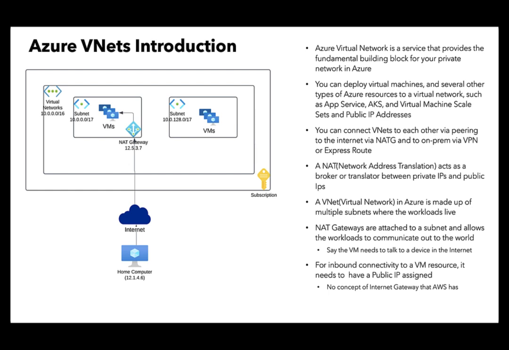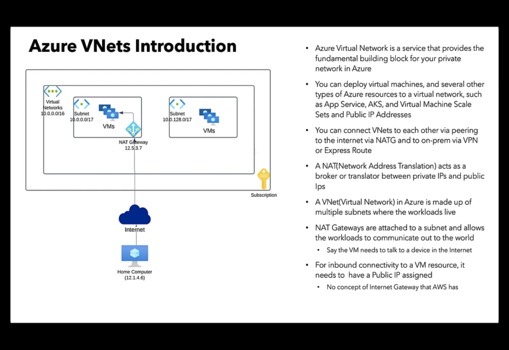A VNet in Azure is made up of multiple subnets. And what is a subnet? It's a way to divvy up your virtual network address space into smaller chunks so that you can isolate your virtual machines according to your use case, and that provides better protection. And NAT gateways are themselves attached to a subnet, so you cannot attach one directly to a VNet. And for inbound connectivity to a VM, it needs to have a public IP assigned.